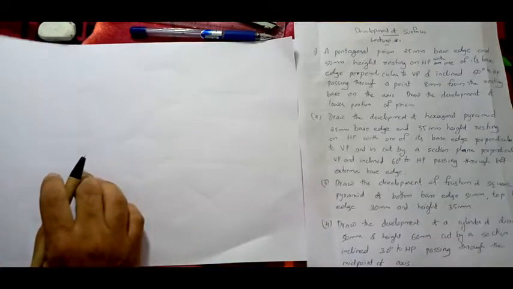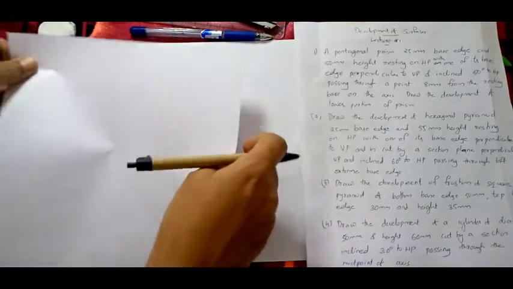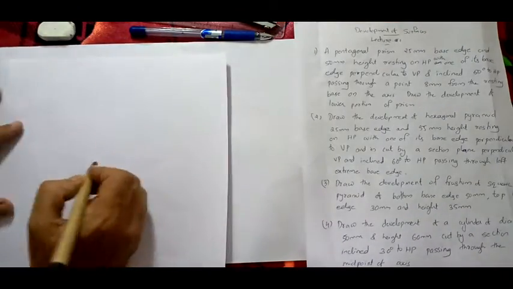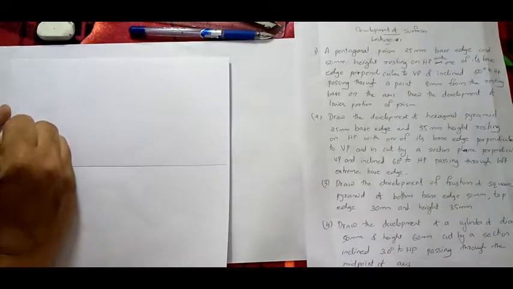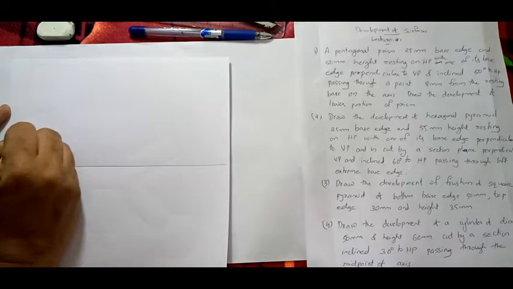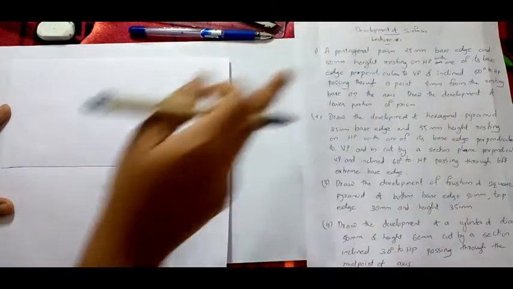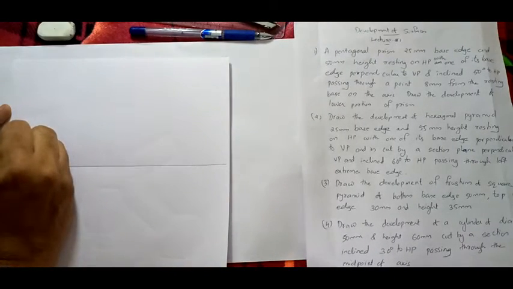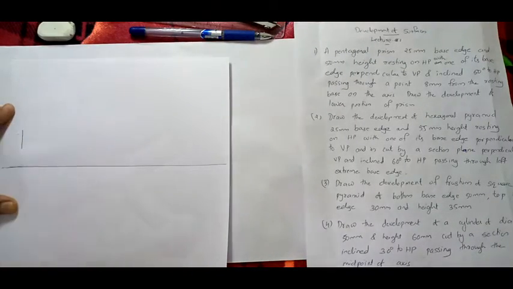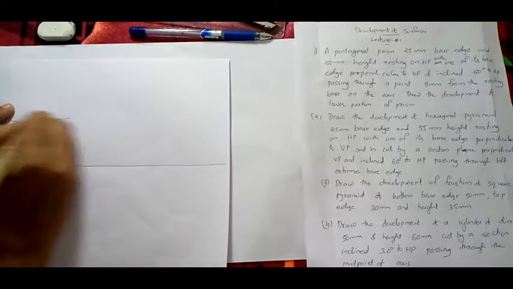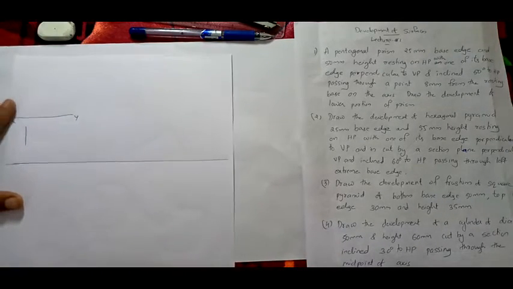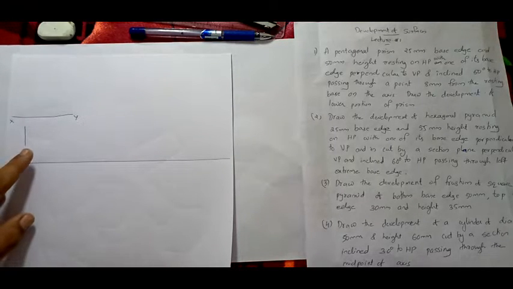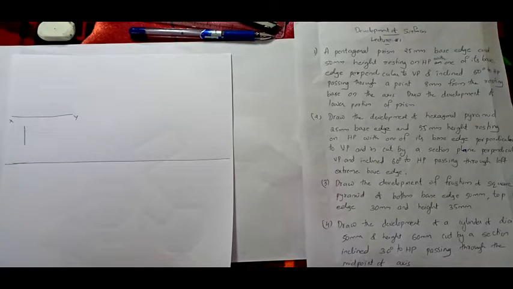So pentagonal prism means resting on HP with one of its base edge perpendicular to VP. So perpendicular means draw an edge. So first draw the XY line. We have drawn the XY line. Now what you have to do? Draw an edge perpendicular to the XY line.